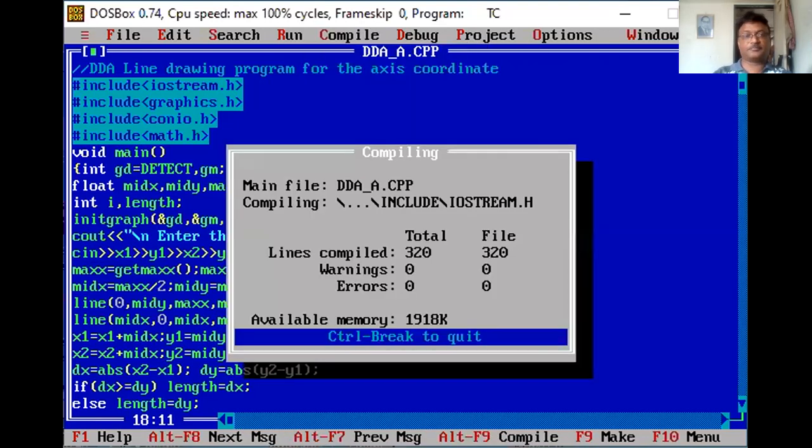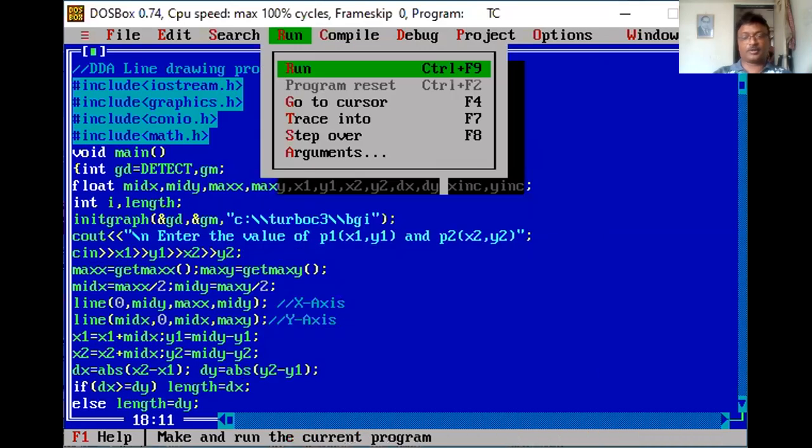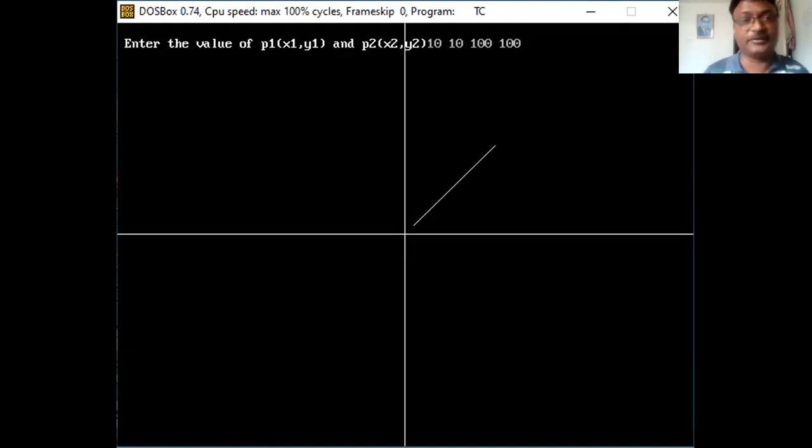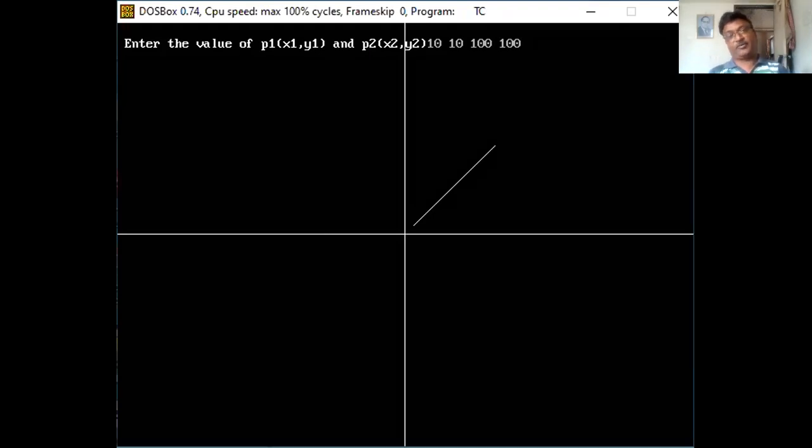Now Alt C to compile, then Alt R to execute. Enter the values of x1, y1 and x2, y2, meaning the P1 point and P2 point. I am entering first positive values, 10 10 and then 100 100. The line is going to appear in the first quadrant because the starting point is 10 10 and the ending point is 100 100, both positive values.